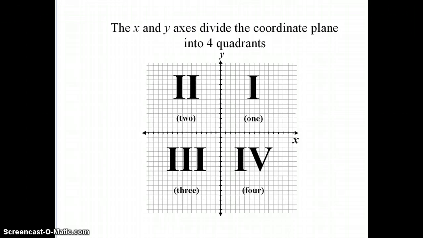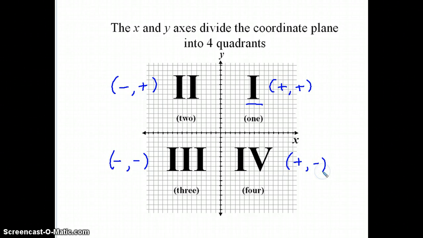In the coordinate plane, there are four quadrants, all right? The x and y axis divide the coordinate plane into four quadrants. We can see this first quadrant, quadrant 1, is made up of the points that are both positive in sign. Quadrant 2, moving over to the left, is made up of the x values that are negative and the y values that are positive. Moving down below, the third quadrant is the x values that are negative and the y values that are negative. And then the fourth quadrant is made up of the x values that are positive and the y values that are negative.